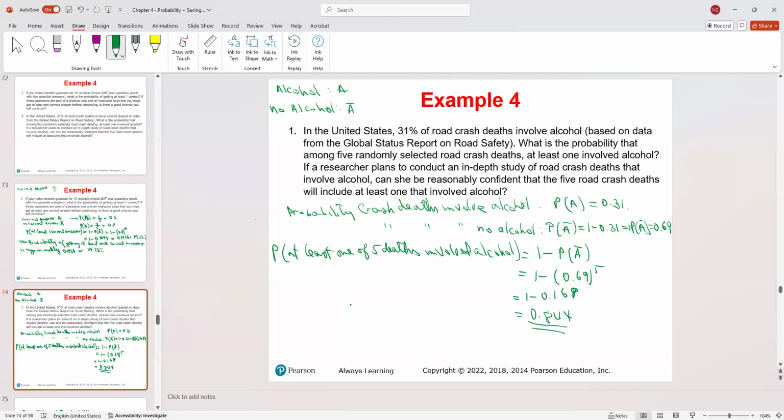So we can be reasonably confident, because there is an 84.4% chance that at least one of the five deaths will involve alcohol. The researcher can be reasonably confident that the five crash deaths will include at least one that involves alcohol. So don't drink and drive.